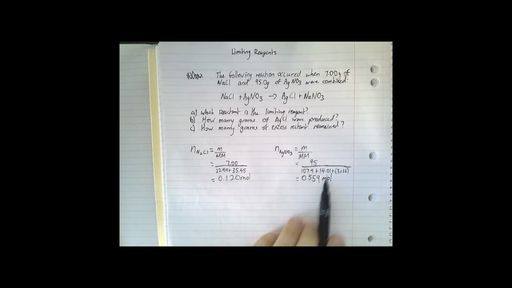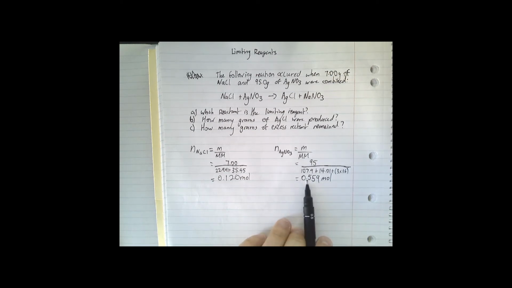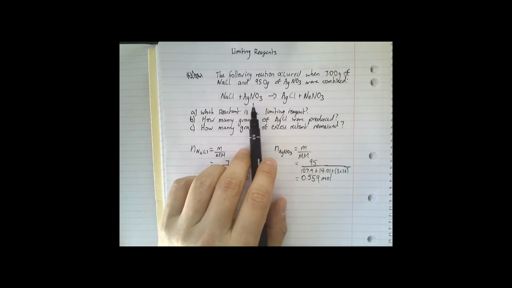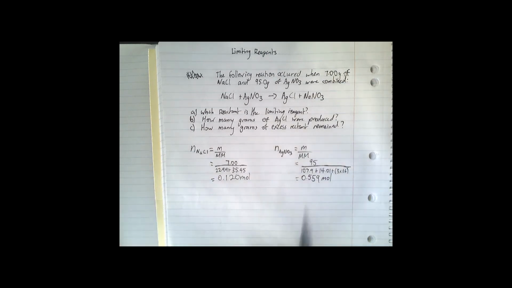Now that we can compare the number of moles that we reacted, what we can see is there's significantly more silver nitrate particles that are reacting or present to react compared to the sodium chloride. What we can also see is that we need 1 sodium chloride for every 1 silver nitrate, so we need exactly the same number of particles to react with each other. What this means is that there will be an excess of silver nitrate, and this will be the limiting reagent.